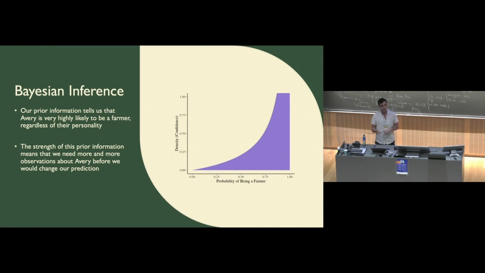So because we have this very, very strong prior, if we wanted to change our prediction and change our level of certainty in our predictions, we would need more and more observations. We would need to know, maybe Avery's parents are the librarians. Maybe we know that the librarians have told Avery that they're retiring soon, or something like that. So it's this idea that you have certainty both in your observations and in your prior information, and it's the balance of those two that you encode in your posterior and your conclusions.